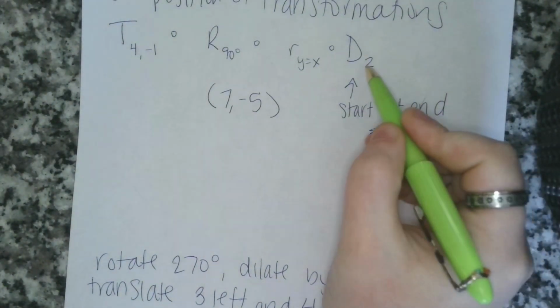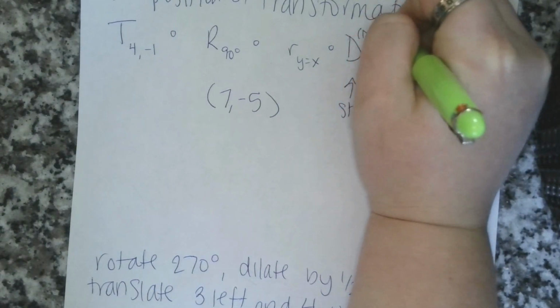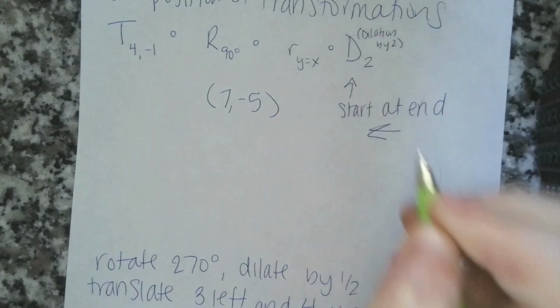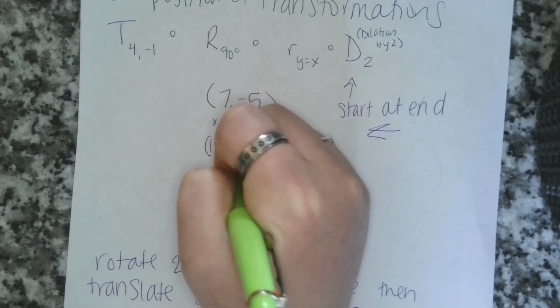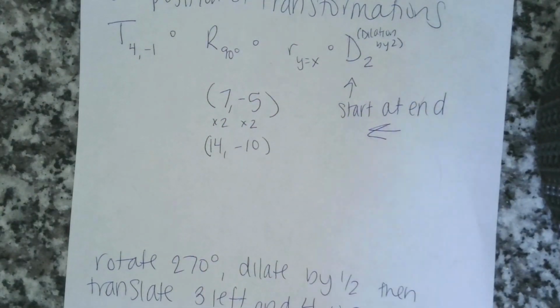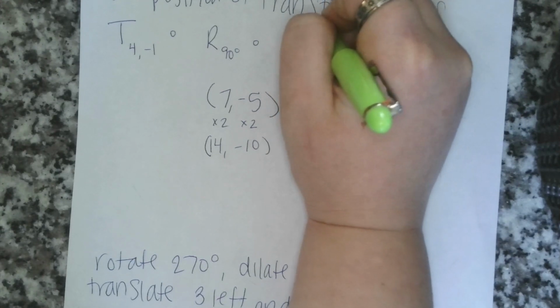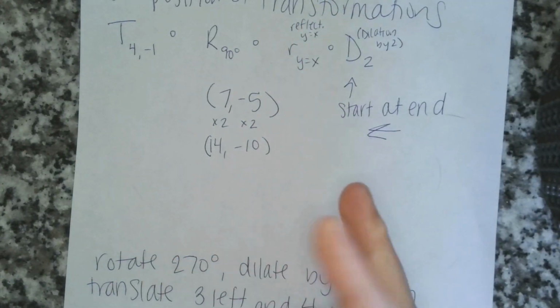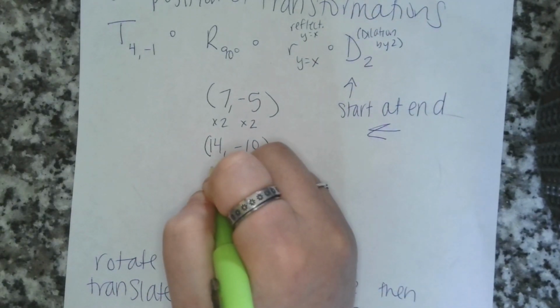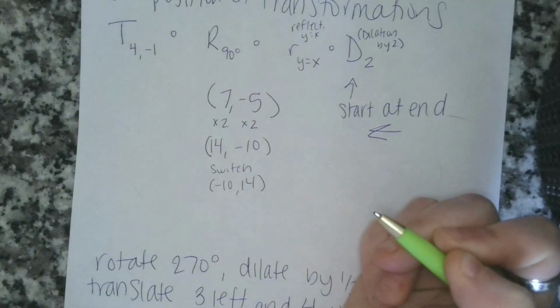So here we're going to start with the dilation. This is a dilation by a scale factor of 2. So we're going to times our ordered pair by 2. This gives us 14 and negative 10. All right. Then we do our reflection, y equals x. Remember, y equals x, we just switch them. So it would be negative 10, 14.